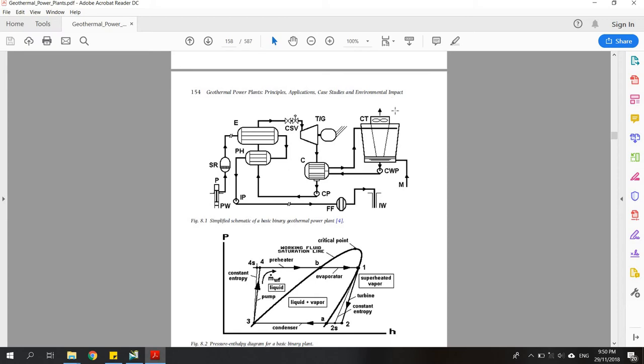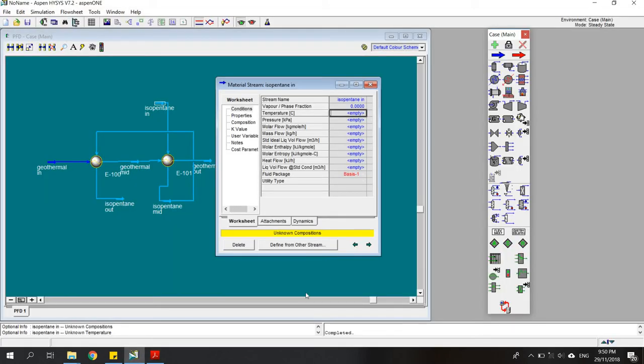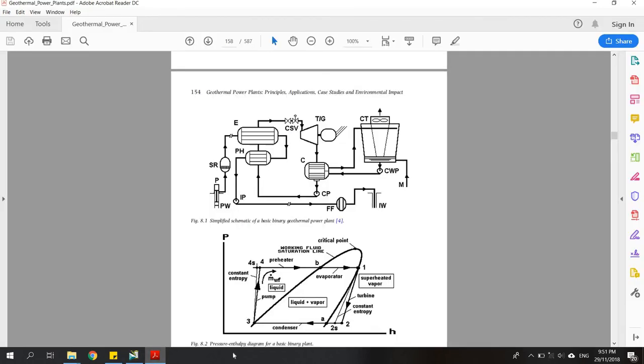If the ambient temperature is around 25 degrees Celsius, we add a pinch point, let's say around 5 to 10 degrees Celsius above that. In this case, I will take 10 degrees Celsius higher than the ambient temperature, which is 35. Okay, and as you can see here, the working fluid will enter the preheater in high pressure condition because it is pumped here.